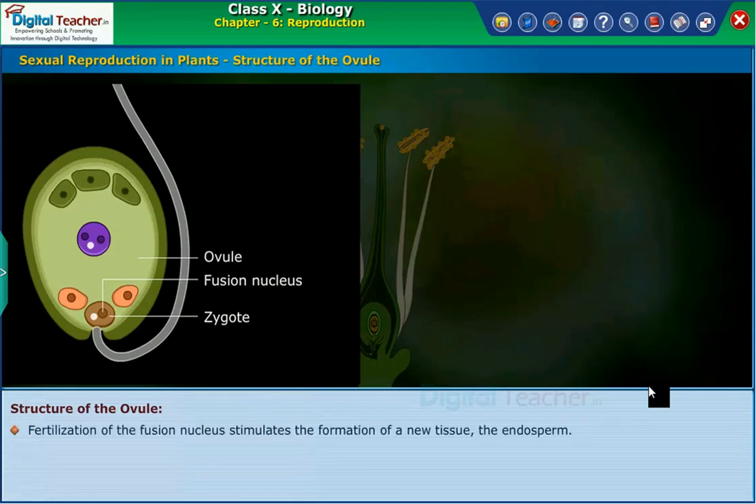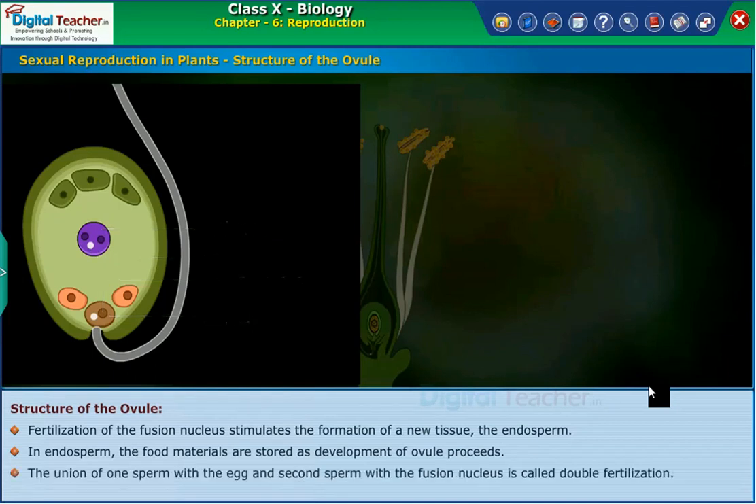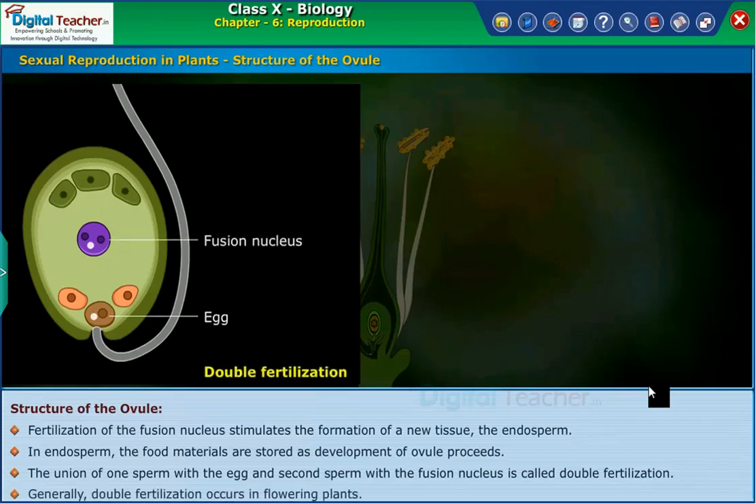Fertilization of the fusion nucleus stimulates the formation of a new tissue, the endosperm. In the endosperm, the food materials are stored as development of the ovule proceeds. The union of one sperm with the egg and the second sperm with the fusion nucleus is called double fertilization. Generally, double fertilization occurs in flowering plants.